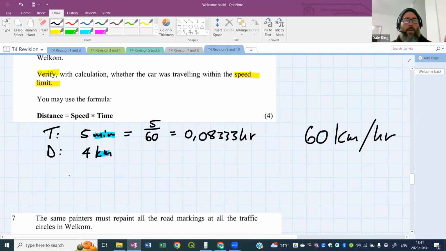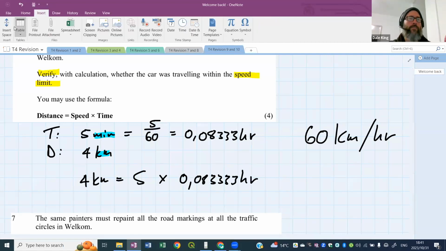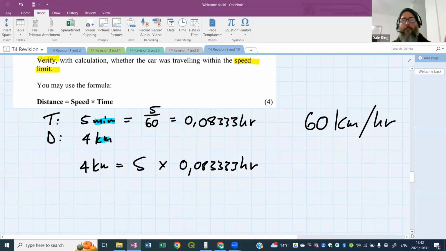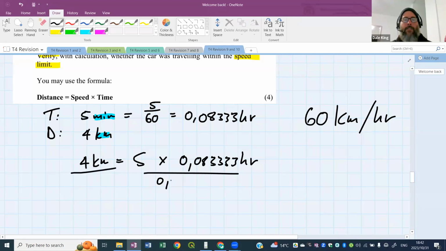Now we're going to go to the formula. I'll write it. Let me just put it straight in anyway. So we've got 4 kilometers for distance equals, I'll write S for speed times 0.083333 hours. All right, Kaba, what do I do now? You're gonna have to get the S on its own. Very good. And how do I do that? You're gonna have to divide by 0.08333.